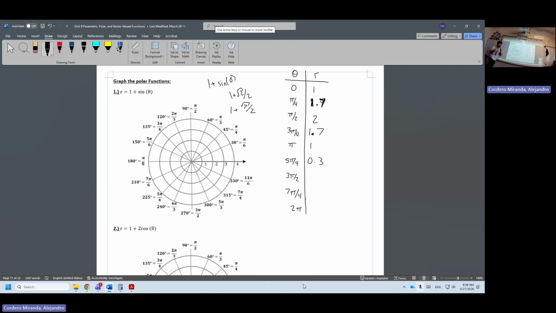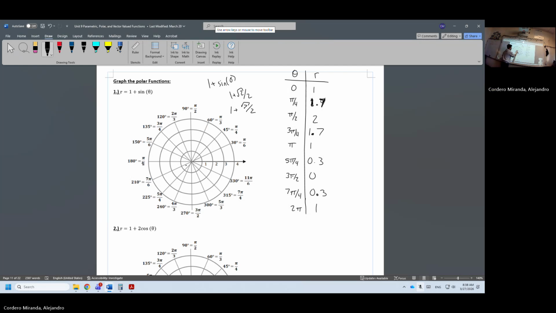I did it weird on my calculator. 3 pi over 2 would be 1 minus 1, which is 0. 7 pi over 4 would be, again, this 0.3. And 2 pi would be 1 plus 0 is 1. Okay, you good with the plugging in? Okay, and then now again, you're just plotting a bunch of points like you did earlier in the packet.